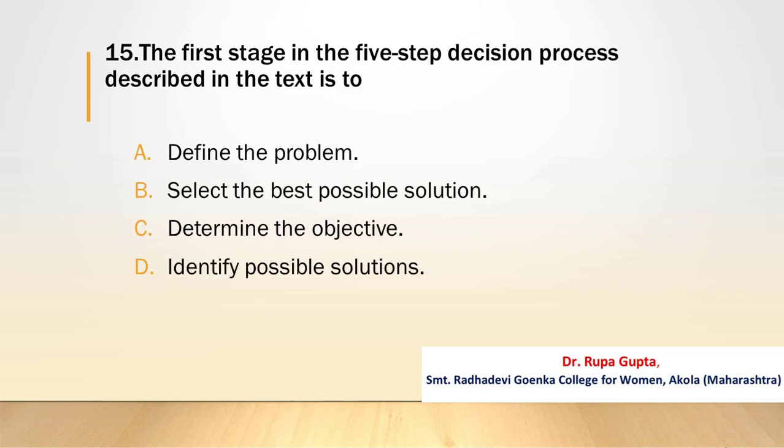Question number 15. The first stage in the 5-step decision process described in the text is to: Option A. Define the problem, B. Select the best possible solution, C. Determine the objective, D. Identify possible solutions. And the correct answer is A, that is define the problem.